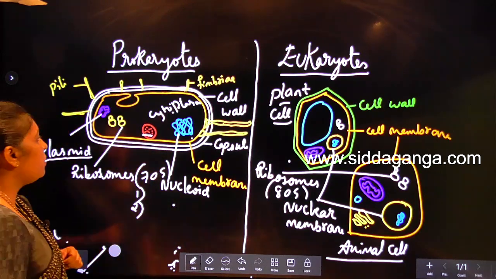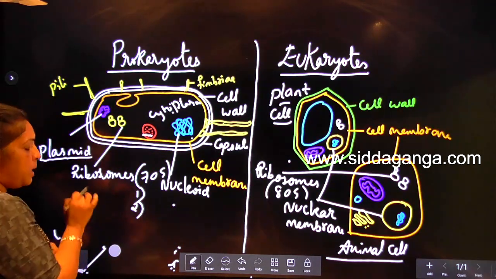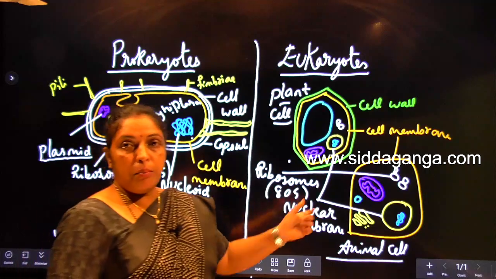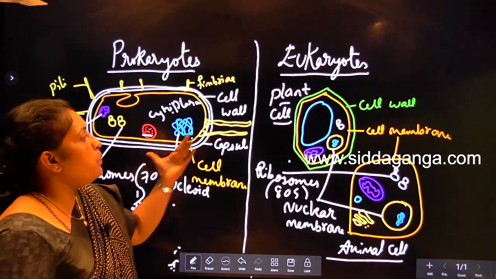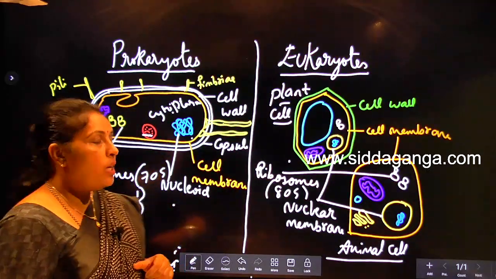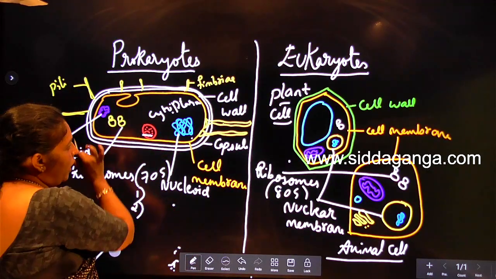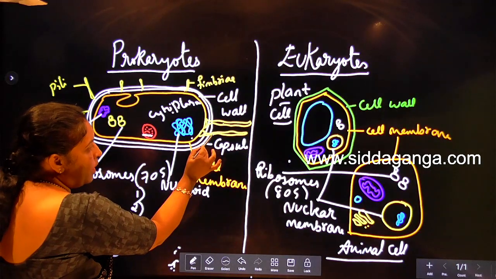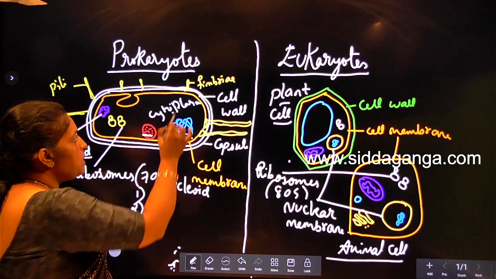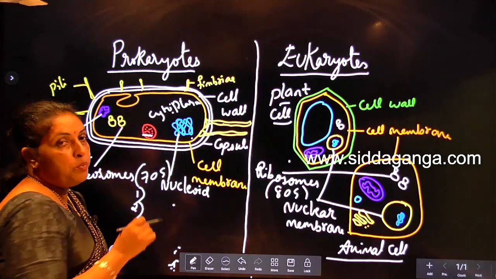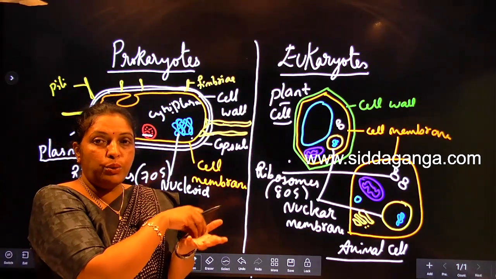The next, you can write that plasmids are present in prokaryotes. Here the plasmids are absent. So like this you should write the difference between prokaryotes and eukaryotes. In prokaryotes, you write that flagella help in motility. Motility means locomotion. Whereas fimbriae and pili help in adhering the cell to the substratum.